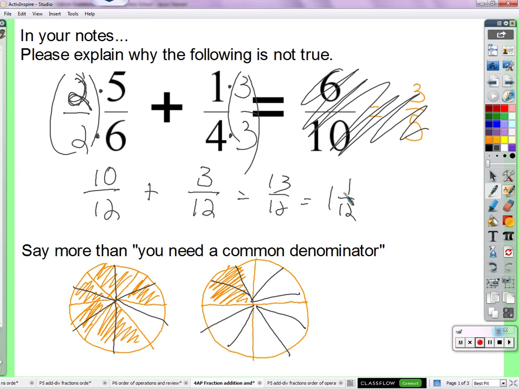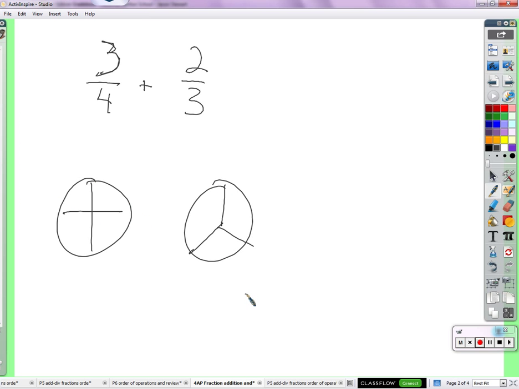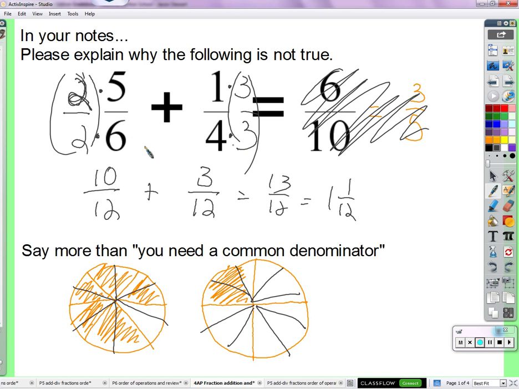Even if we have to, as Wyatt said, let's use this example, say 3/4 plus 2/3. The only way that I could cut something that's in fourths and something that's in thirds so that they have the same number of pieces is to cut these into 3 pieces each and cut these into 4 pieces. It's the only way, and then I'll get 12ths. If they share a factor, then I don't need to include that factor twice.